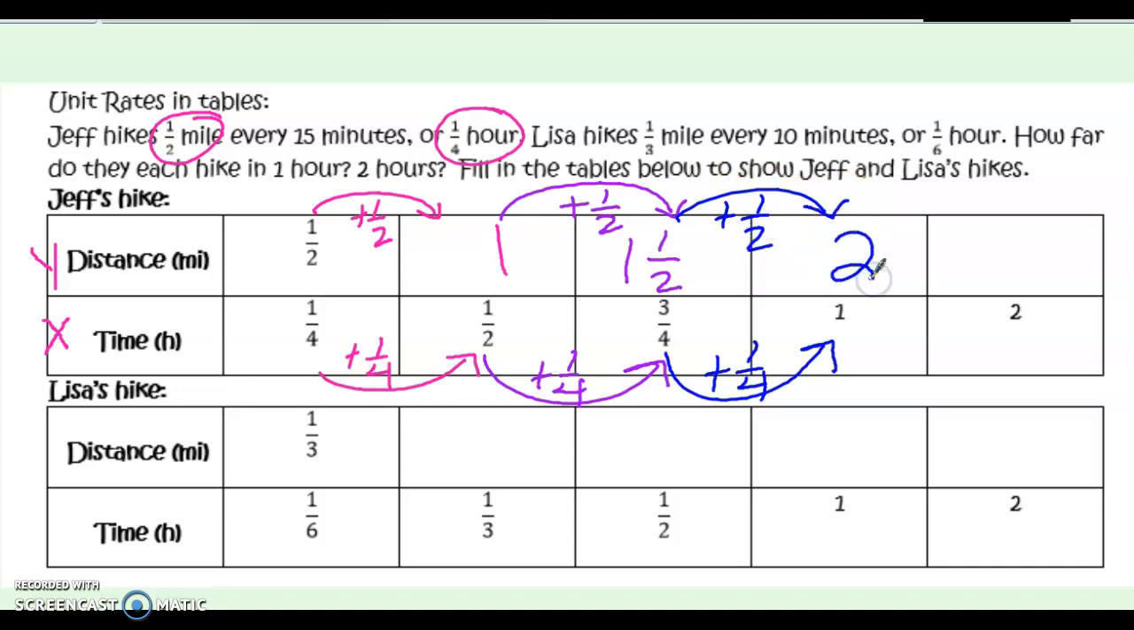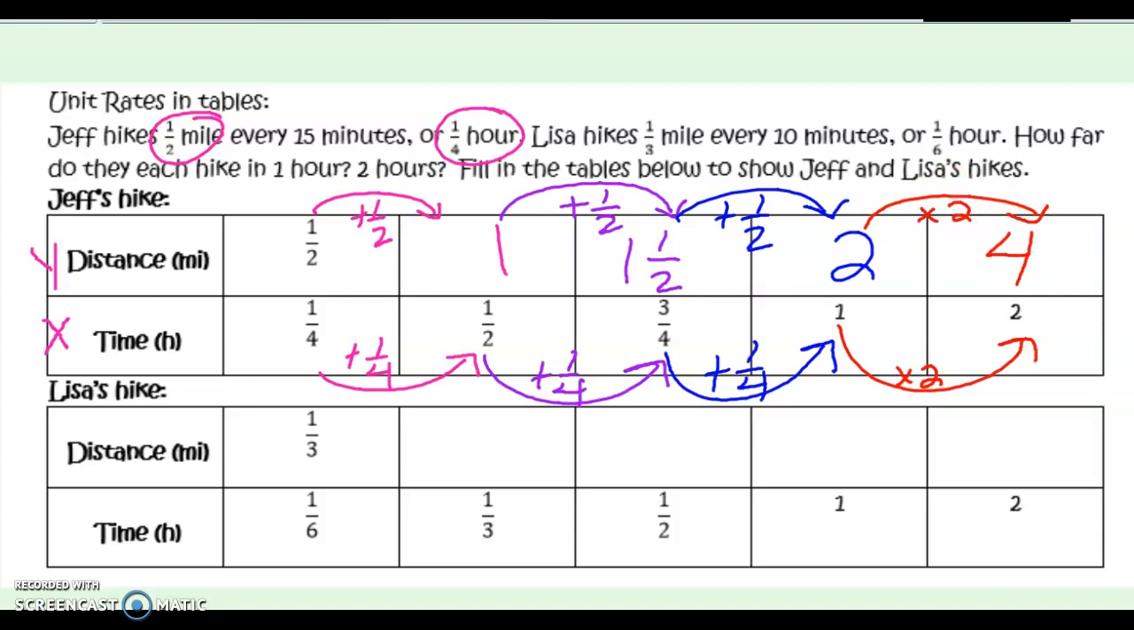This gives us 2. Okay, and now at this point, when we're going from the 1 to the 2, we're adding a whole, or we're doubling. I think it's easier for us to see that doubling, we're multiplying it by 2. So here we're going to take and multiply it by 2, which gives us 4.